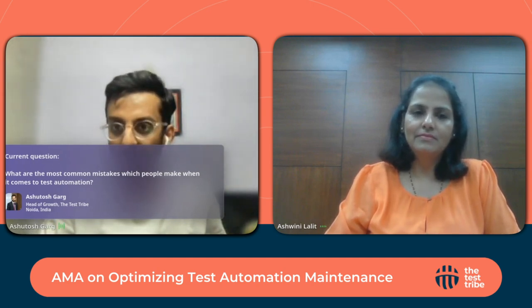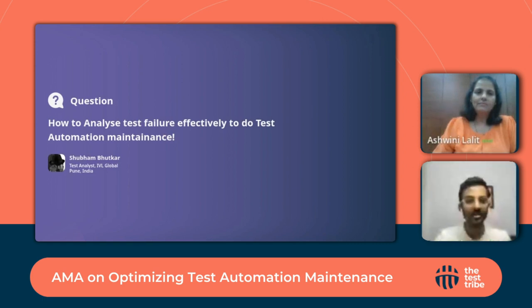Okay, these are questions I want to take from Shubham. Again, an audience question. Test failures will happen and will continue to happen, and it will affect maintenance. But what are the 2-3 ways of doing and analyzing test failures effectively in general?